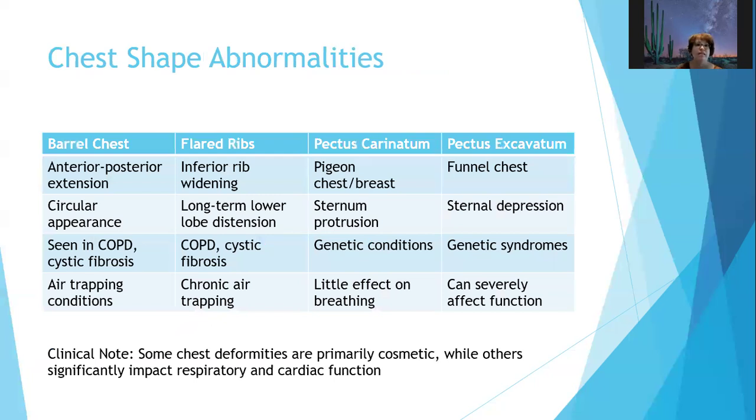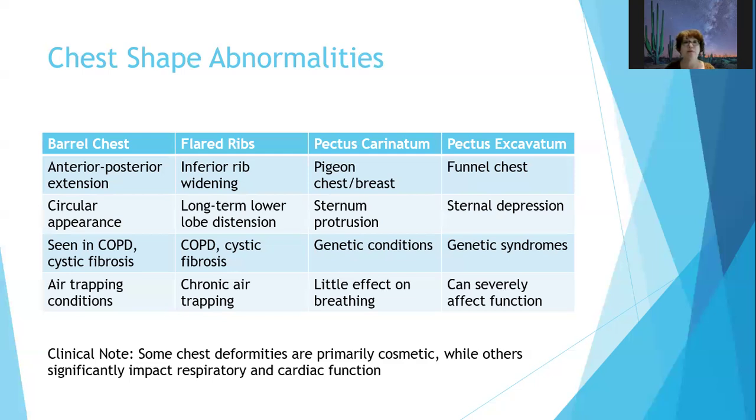So chest shape abnormalities, some of them don't really affect your breathing, so they say they're primarily cosmetic, but others can significantly impact respiratory and cardiac function. The barrel chest extends in an anterior posterior direction, so the sternum appears raised. It causes a circular or barrel-shaped appearance. You see that in COPD or cystic fibrosis, which are both obstructive diseases, and you have trouble breathing out. And you get air trapping, and that's kind of what causes that barrel chest.